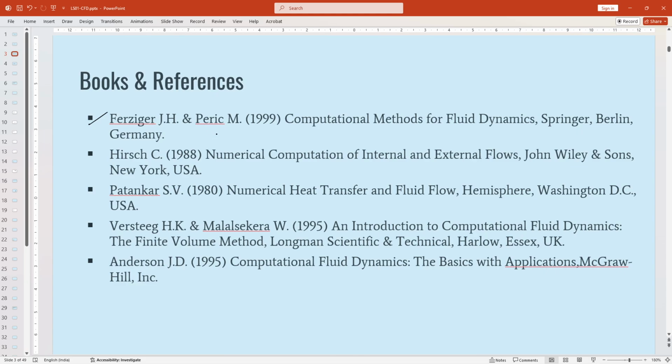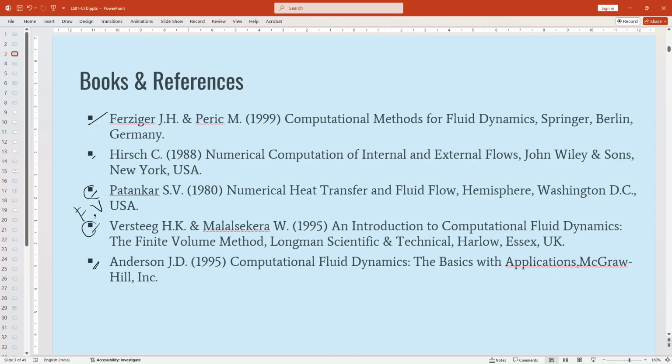And also, if you check, some content of this book will contradict some other things, because this book also talks from the experimental side. Then this is also a little advanced book. And the third one, Patankar, is entirely dedicated to the finite volume method. So these two books, Patankar and Versteeg, discuss mostly finite volume methods.